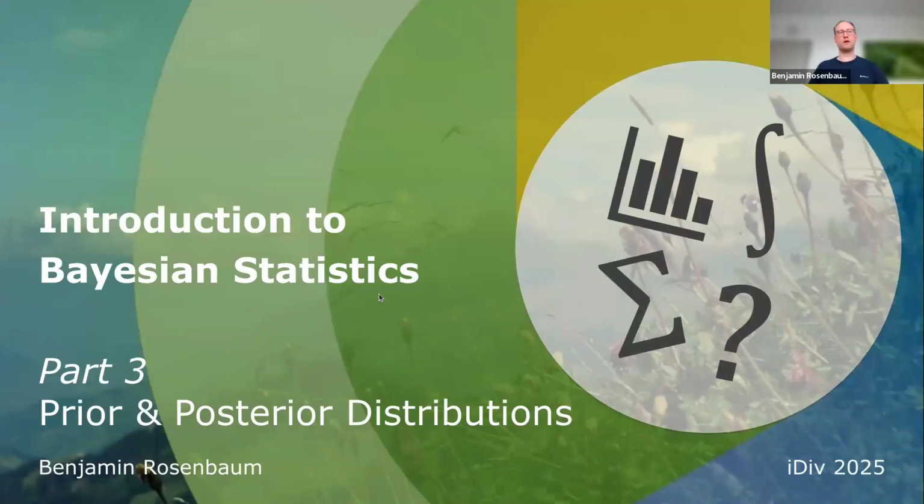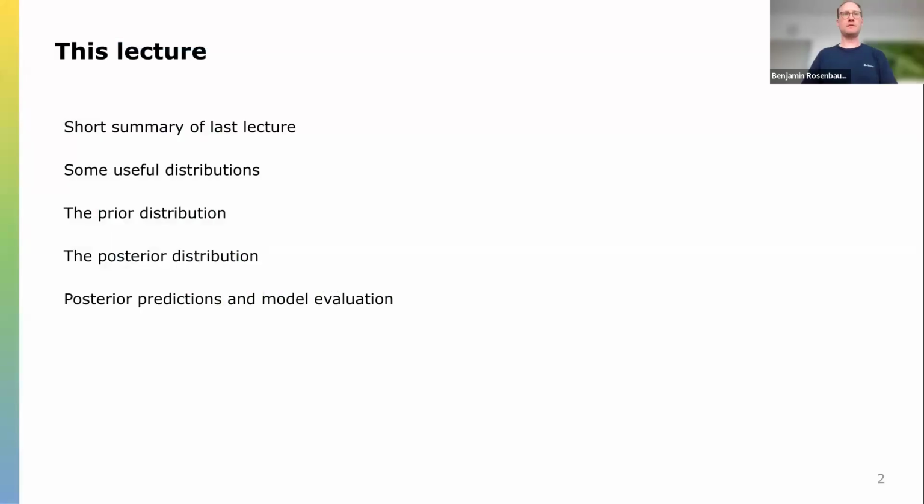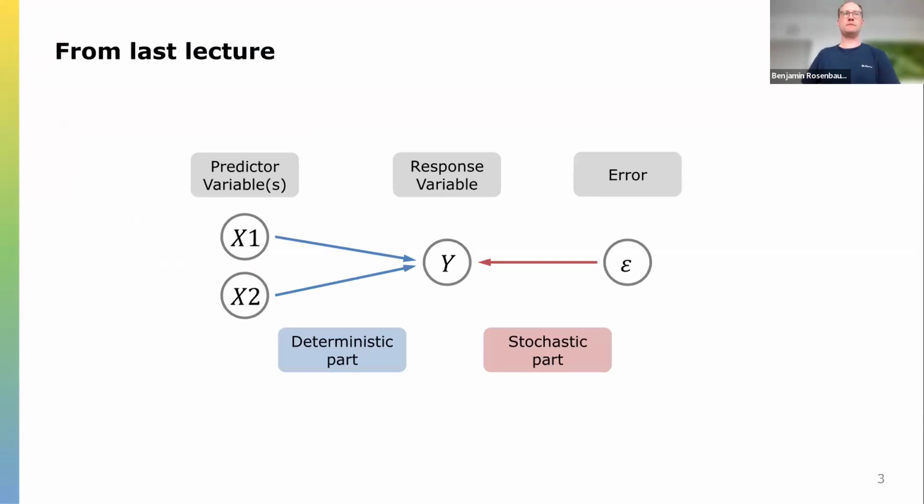So we're talking a bit more about prior and posterior distributions, how to work with them. So we're going to the last lecture, or a couple of slides from the last lecture, and then move on. We have our statistical model, where we have a deterministic and a stochastic part. This defines my statistical model, right?